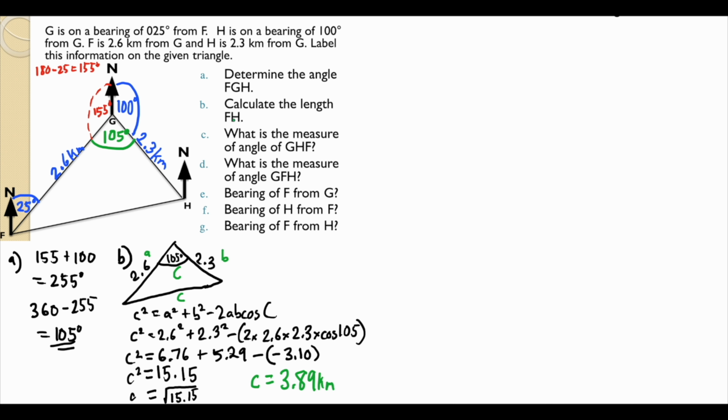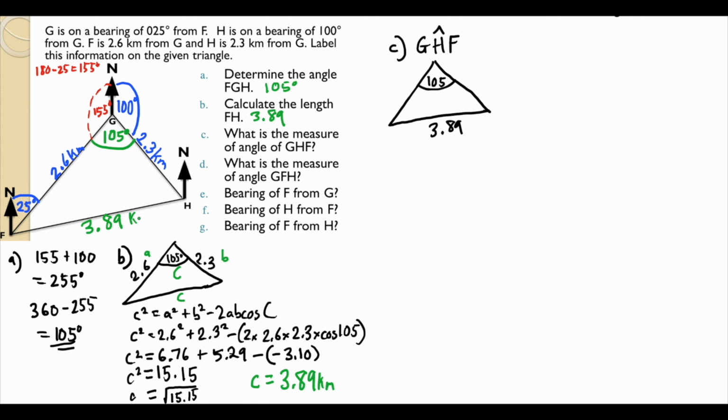So we worked out this first one, which is 105. We worked out this one, which is 3.89. So the next part is, what is the measure of angle GHF? So for part C, we need to now know the angle GHF. So if I'm drawing my triangle back, just to make it easier for myself, I know that here is 105, here is 3.89 kilometers. I know what this length is, which is 2.3 kilometers. Here is 2.6. Now, I want to figure out what this angle here is.